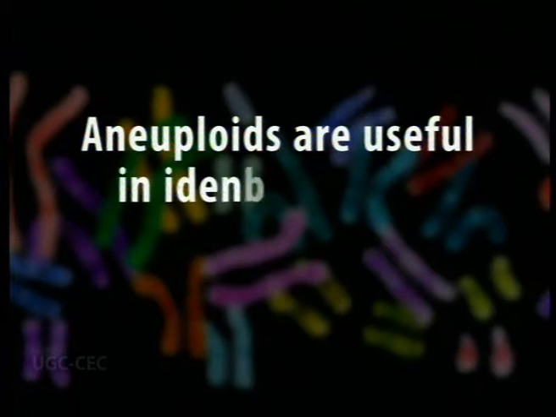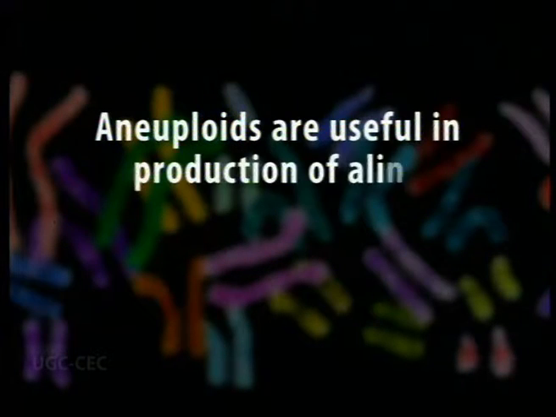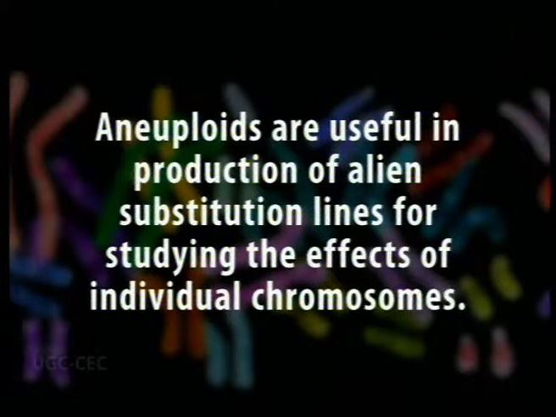Then aneuploids are also useful in identifying the chromosomes involved in translocation. Similarly, aneuploidy can also be used for generation of alien substitution lines for studying the effects of additional chromosomes. Then monosomics or trisomics particularly, they have been reported in case of humans, resulting into a number of different types of syndromes. For example, we see there is a Turner syndrome, we see there is a Klinefelter syndrome.